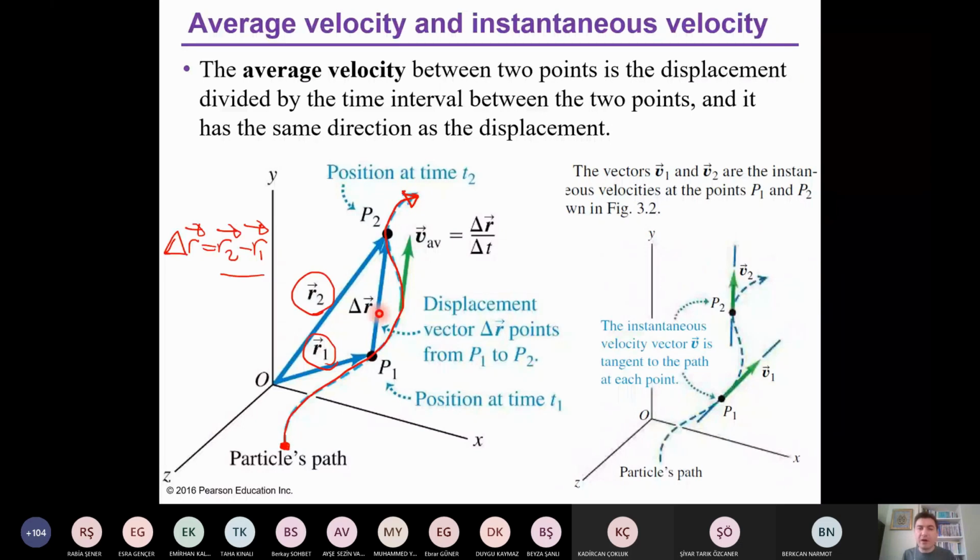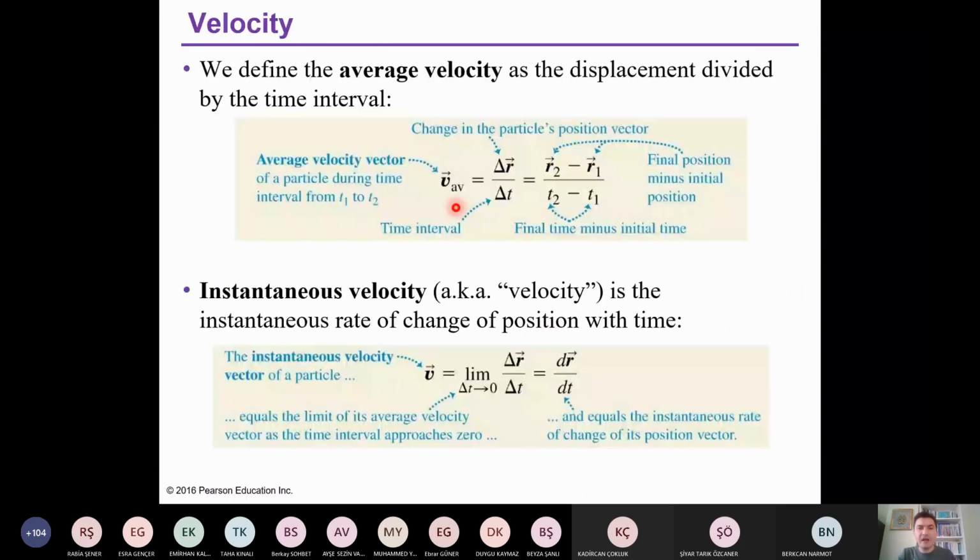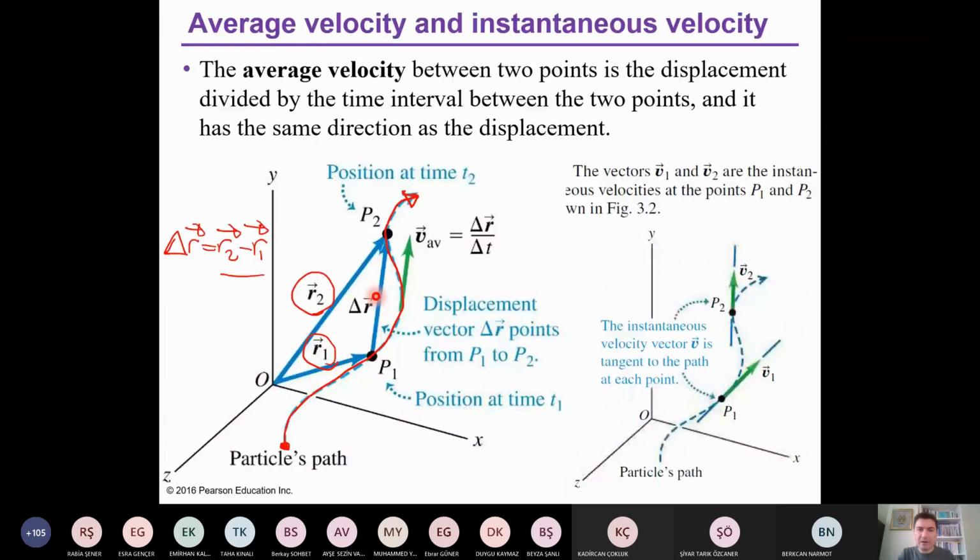And we are looking for the average velocity. Here we have average velocity given by delta r over delta t, and delta r is this one, and delta r over delta t is giving us the average velocity. So the average velocity is along this direction here, this green color, okay? But what about instantaneous velocity? Don't forget this: average velocity is along the direction of delta r, but instantaneous velocity is always tangent to the path at each point.